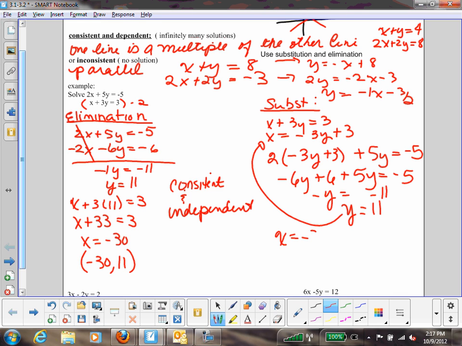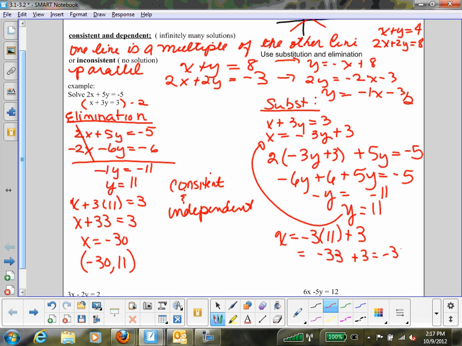So x will equal negative 3 times 11 plus 3, which gives me negative 33 plus 3, or negative 30. So in each case, I got negative 30 for my x value and 11 for my y. So the book will tell you, do it this way or do it this way, and if they don't tell you, then you can use whichever method you want. And like on a quiz or a test, I'll probably say, just to show me that you can do it either way, I'll have you show that to me.